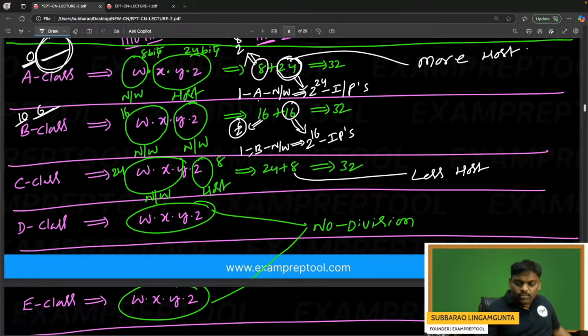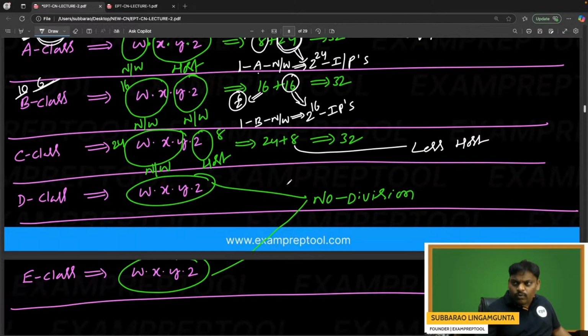Right, come to the next one, class C. Don't worry, you will get the clarity. In class C, there are 8 bits per host, so 2 power 6 IPs possible. Let me write it now: one class C network contains 2 power 6 IPs.